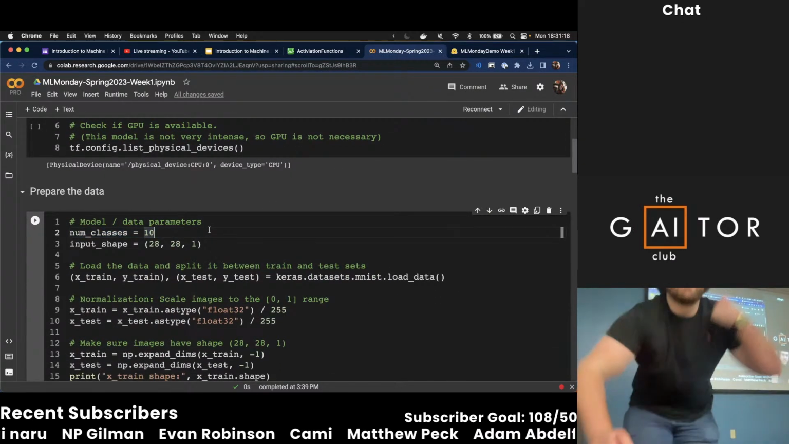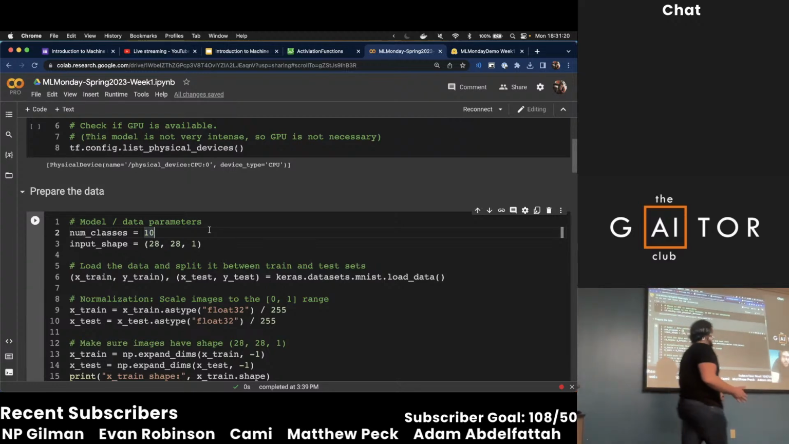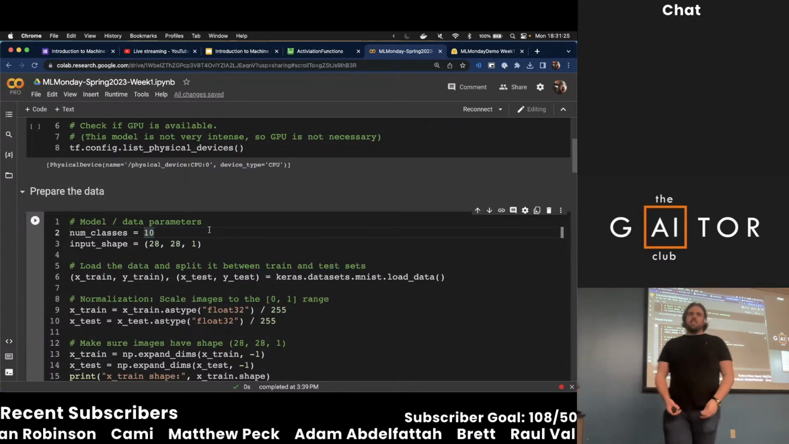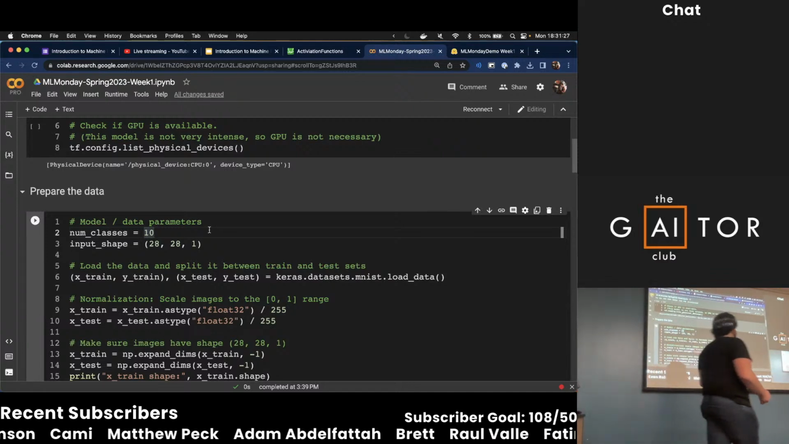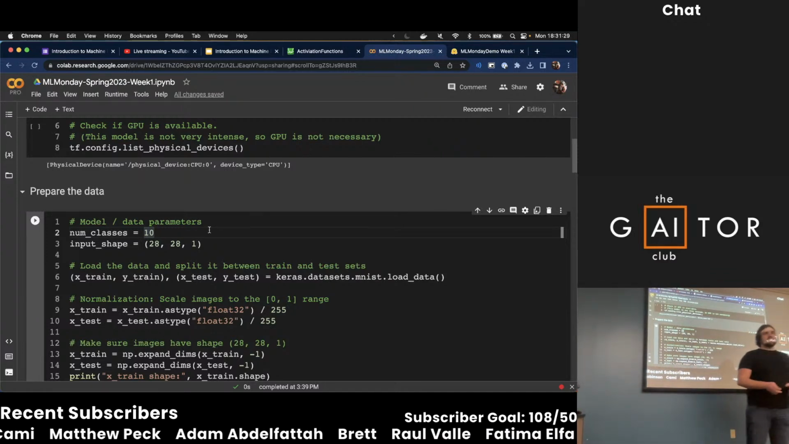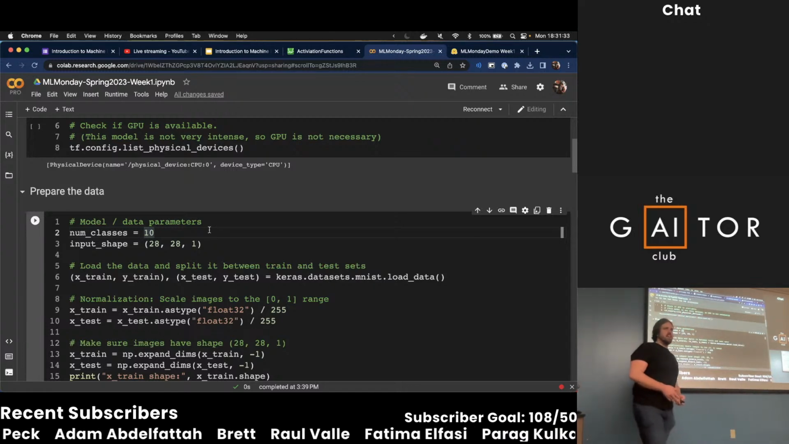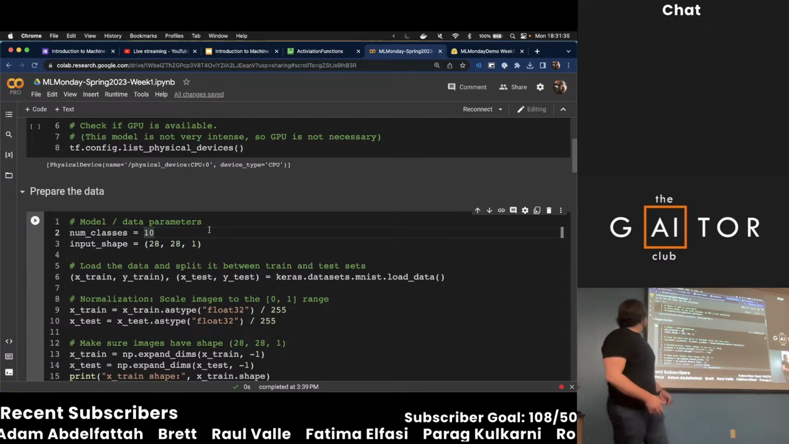So the data today came in 10 classes, 0 through 9. And the images that we got, the shape is 28 by 28 by 1. The reason it's not 3 is because it's black and white images. It's only between 0 and 255.